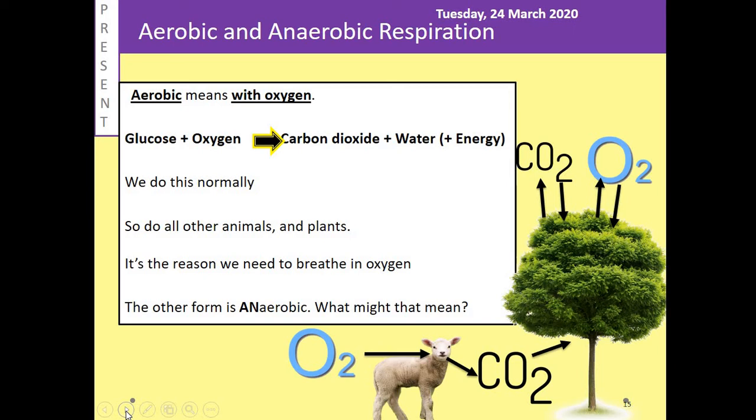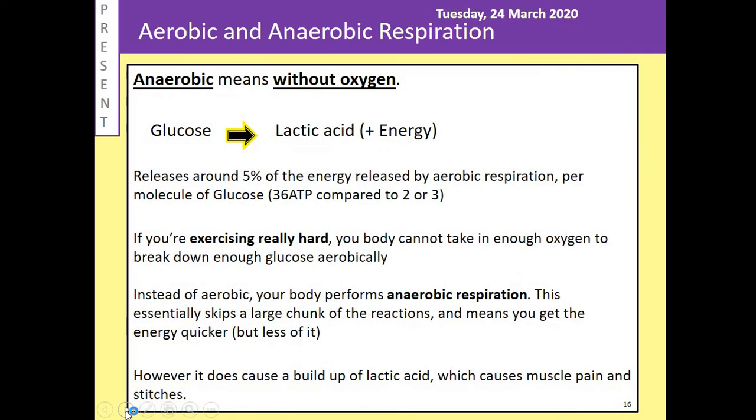So if we think about aerobic, we can think with oxygen. We know there's oxygen in air. That's sometimes, I guess, a good way to try and remember it. The other form then is anaerobic, which just means without oxygen.